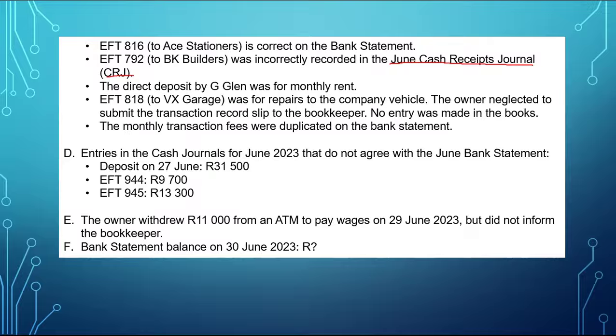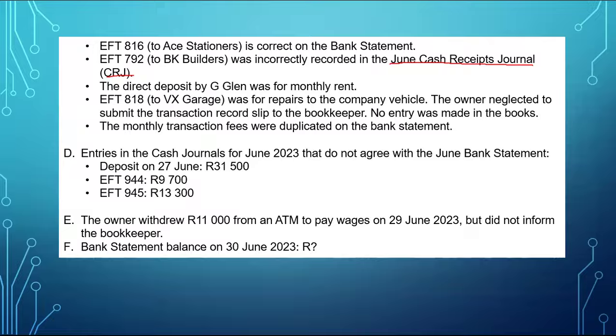We basically need to correct our bank through the correction of your CRJ and the CPJ. This was a payment and it was recorded in the CRJ. We need to cancel it by recording it in the CPJ. And because it was a payment, we also need to record it in the CPJ. So we're going to record it in the CPJ twice.